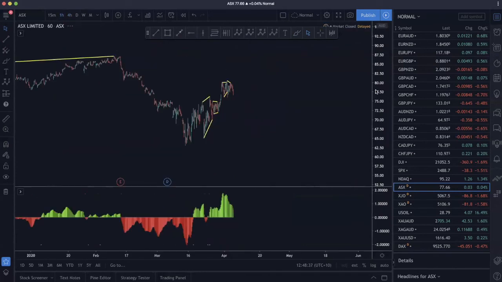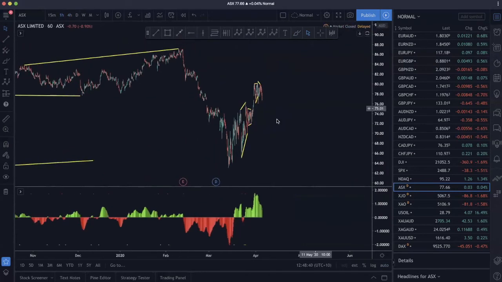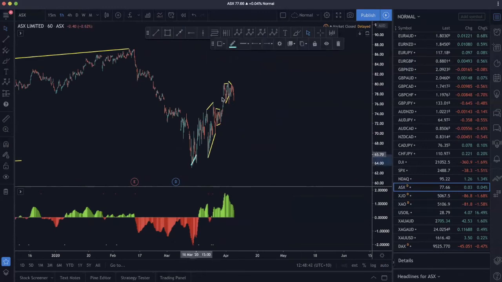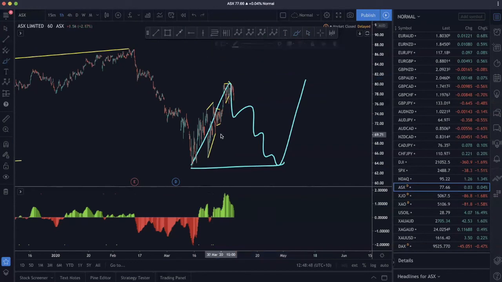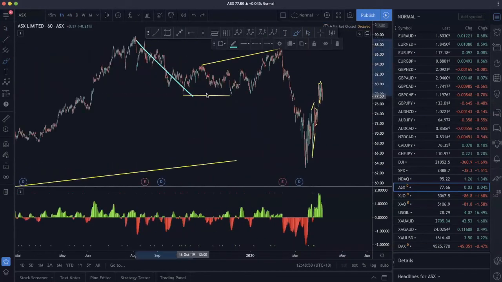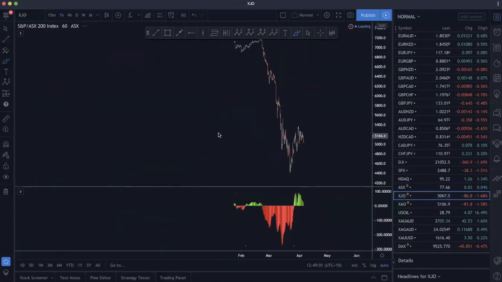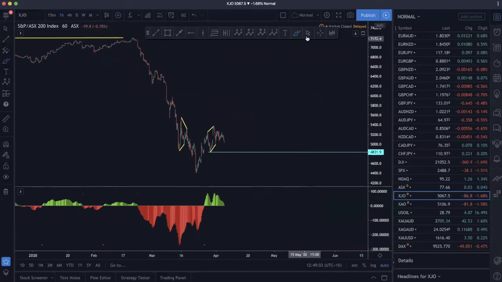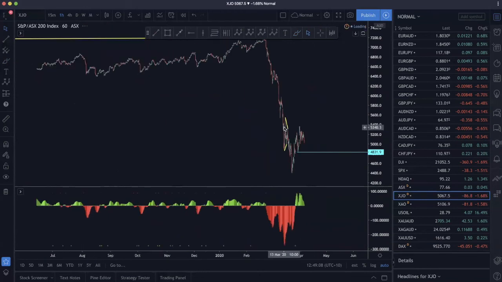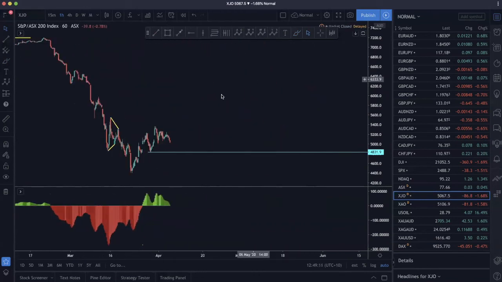So ASX, we're either in the A wave, this will come down for a B, then go back up, or this just completed a 1, 2, 3, and this is your first move up. We can get some corrections maybe the next week, something like this, before up. XJO. So this is the ASX against the S&P against the ASX 200. Similar situation. You could look at this.